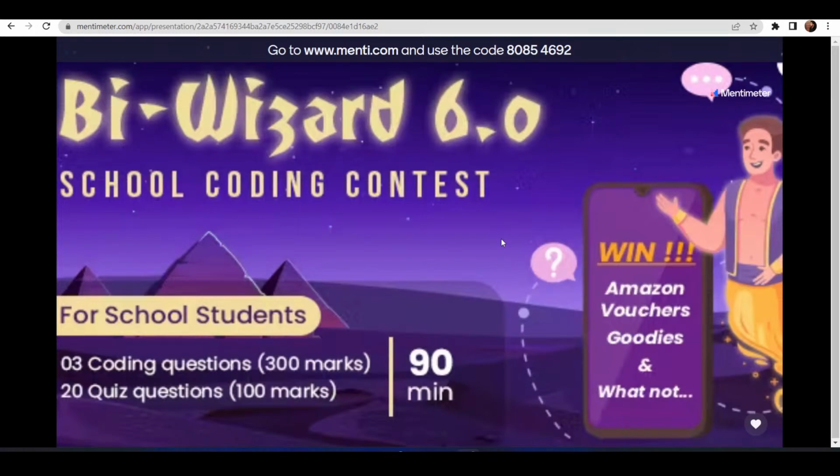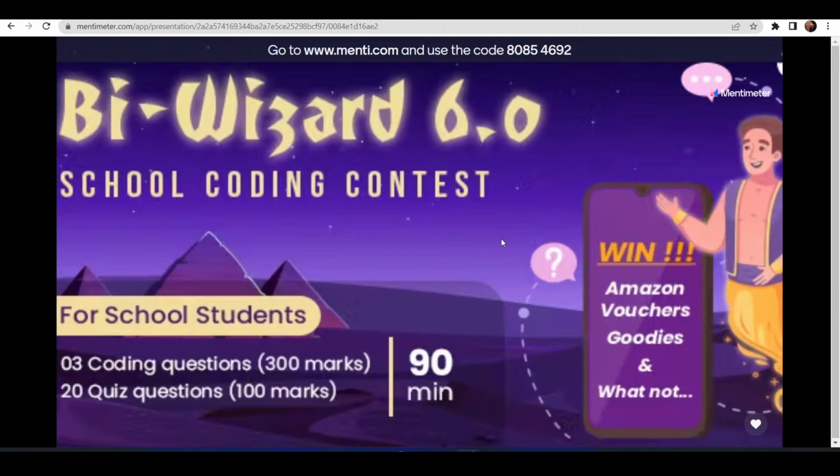I am Ayush Shukla and I am here with the practice session of the Biwizard contest, that is Biwizard 6.0, and today I will be discussing the computer fundamentals questions. So be with me, and firstly I will be explaining the test pattern here. There is a slight change in the test pattern this time.